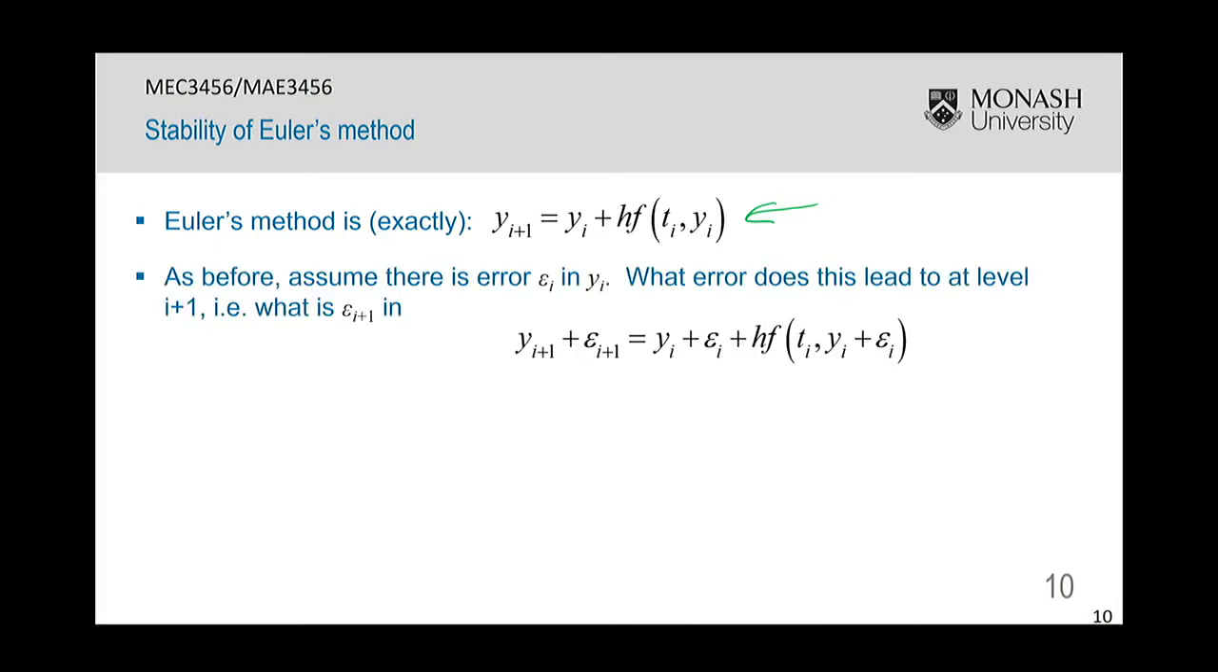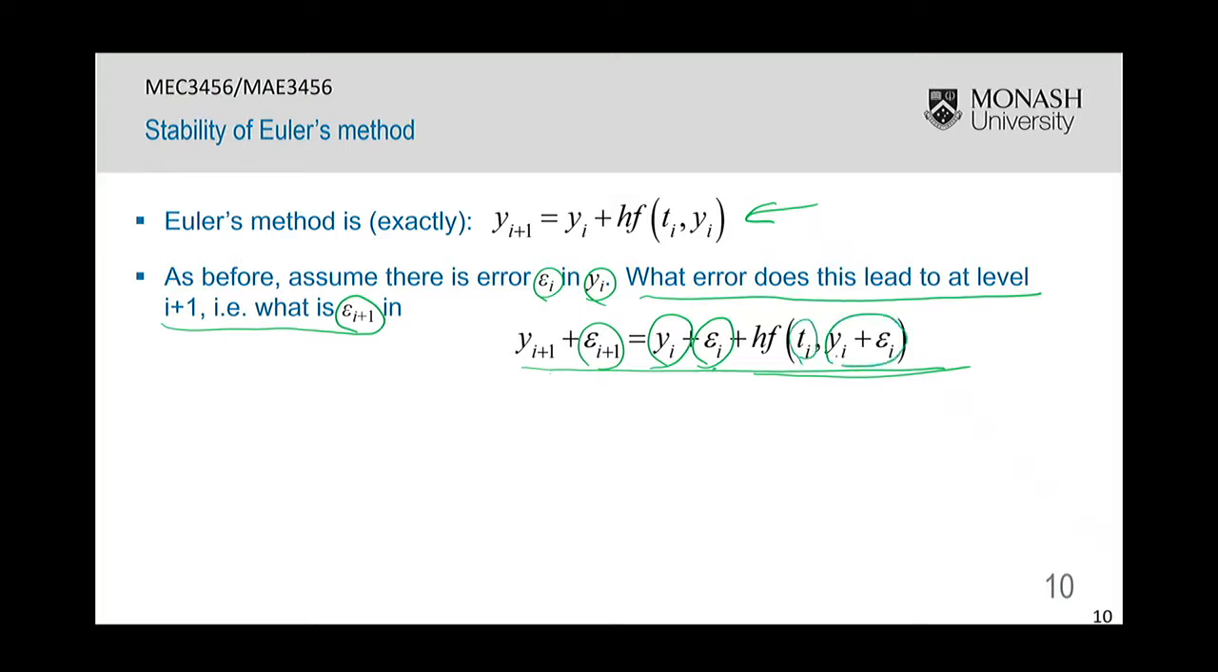As before, let's assume there's an error, epsilon_i, in our solution y_i. The question then is, what error does this lead to at level i plus 1? In other words, what is epsilon_{i+1} in this expression here? So we're saying y_{i+1}, plus some new error term, we don't know what this is, is equal to the old or previous guess plus the error at the previous time, plus the function evaluated with t_i and y_i plus the error that we previously had.